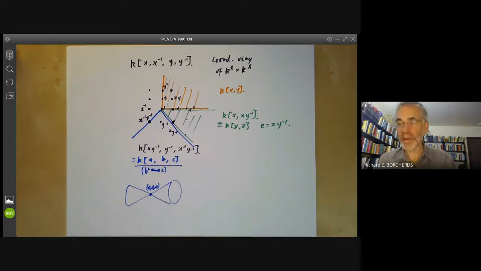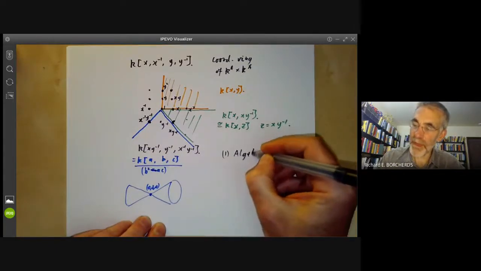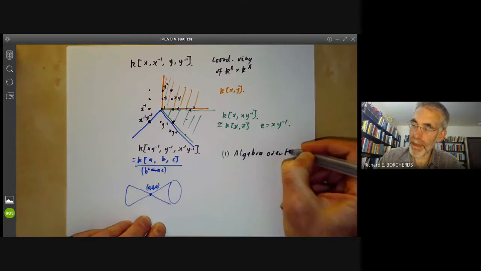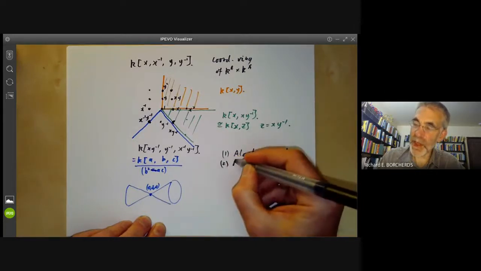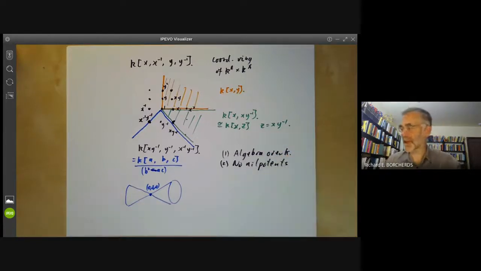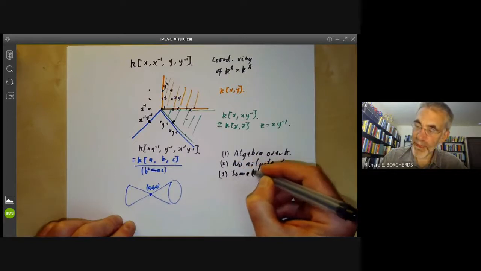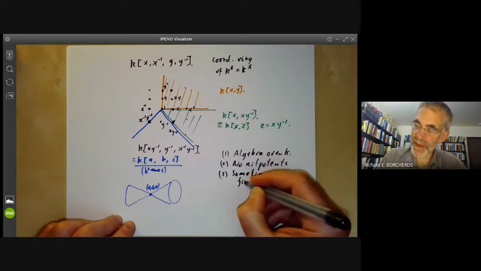So whenever you take a subring given by a cone, the subring has the following properties. First of all, it's an algebra over k. Secondly, it has no nilpotent elements, which is obvious because it's just a subring of this ring here. Thirdly, it's sometimes finitely generated.